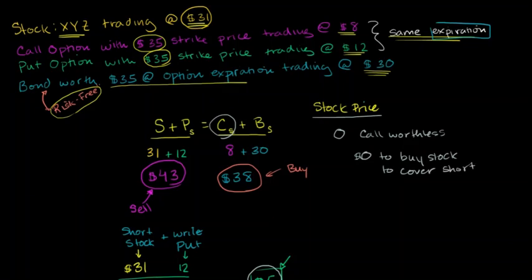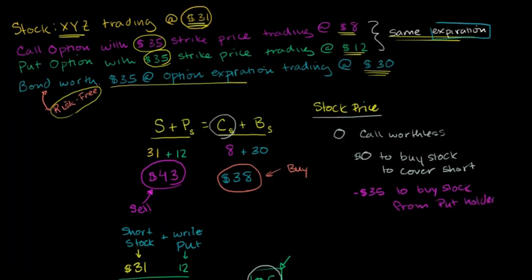The bad thing is that put option that we wrote, remember, we wrote it. We sold the put option. We're giving someone else the right to sell the stock to us for $35. And if the stock price is worth 0, they're going to exercise that option, because they can buy the stock for 0 and they can sell it to us for $35. So we have to spend $35 to buy the stock from the put holder.